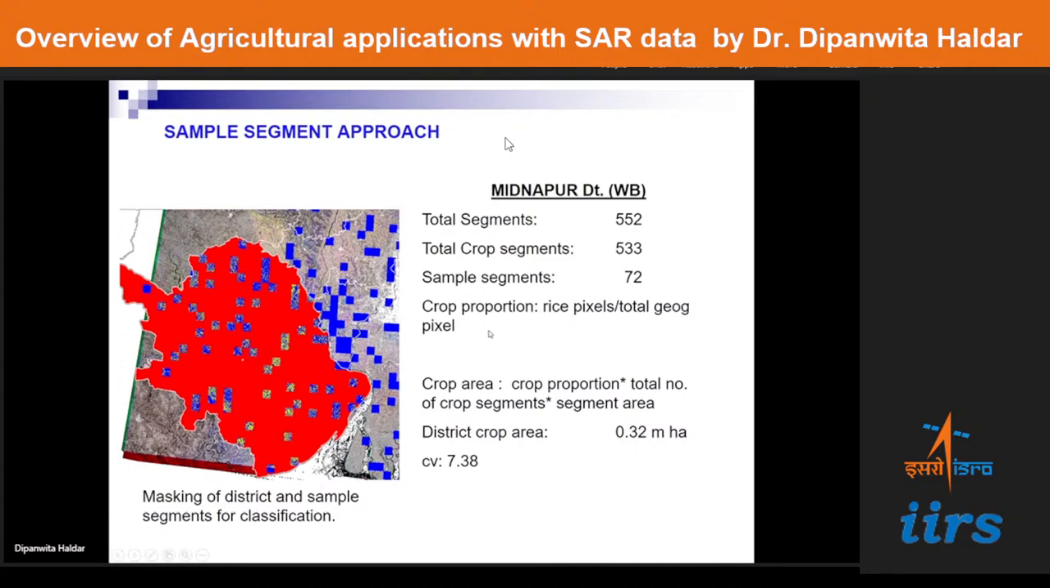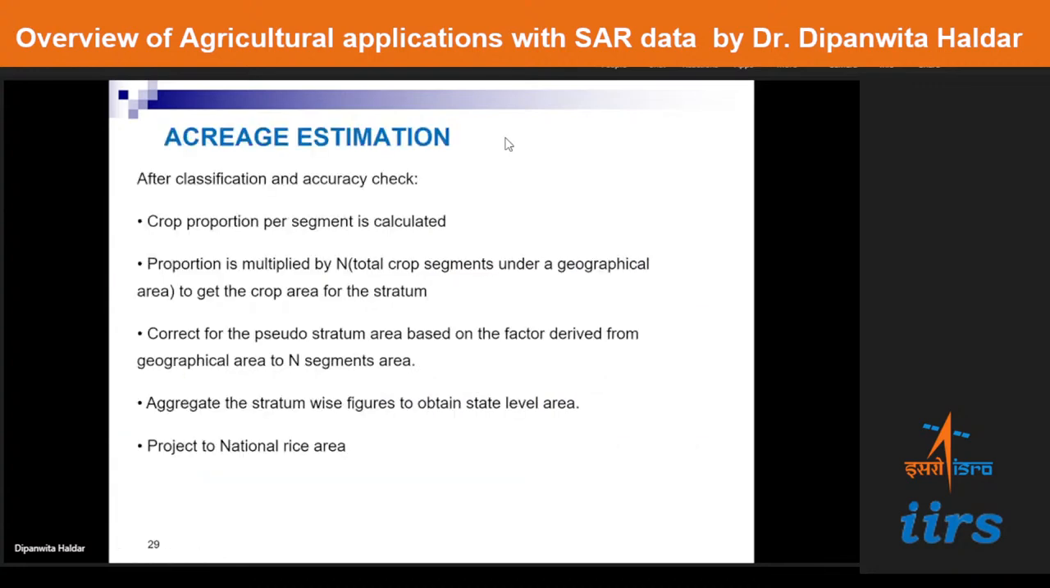So what is crop proportion? Rice pixels divided by the total geographical pixels. So crop area will be crop proportion multiplied by the number of segments times the segment area. Likewise, we compute the crop area, and then we go for the acreage estimation. These things you might have seen in the optical data. So how we do it for microwave data, the SAR data that we are discussing right now: crop proportion per segment is calculated. Then the proportion is multiplied by the capital N, that is the total crop segments, to get the crop area for that particular stratum.